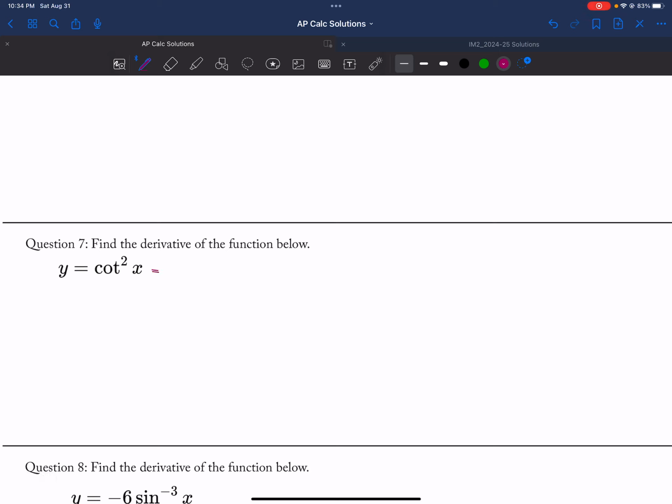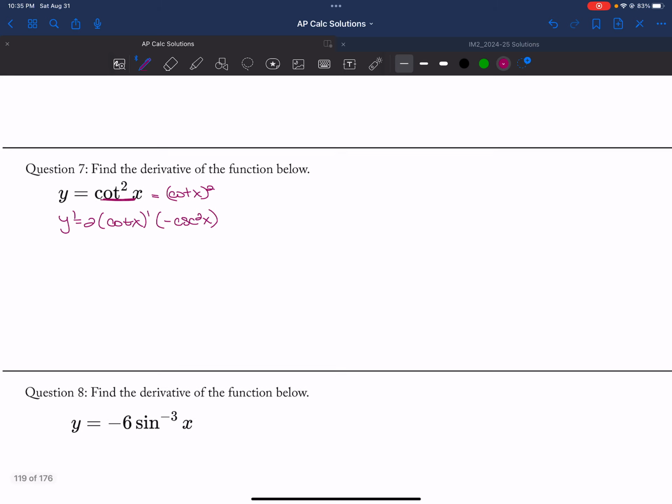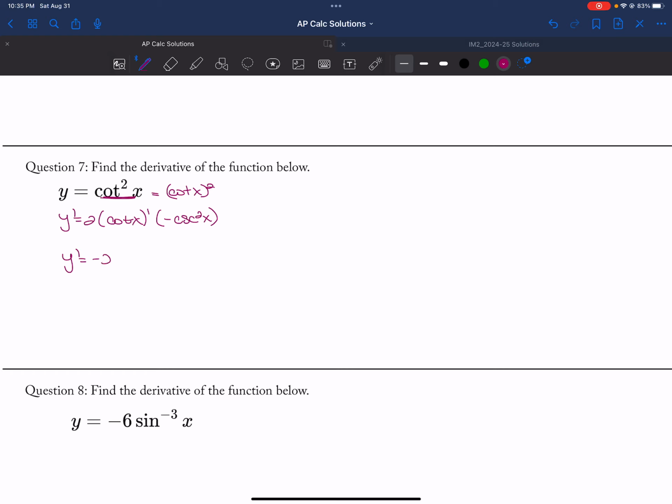Here I would have changed this to cotangent of x, the quantity squared. So then y prime is 2 cotangent x to the first power, and then times the derivative of cotangent, which is negative cosecant squared of x. So y prime is negative 2 cotangent x cosecant squared of x.